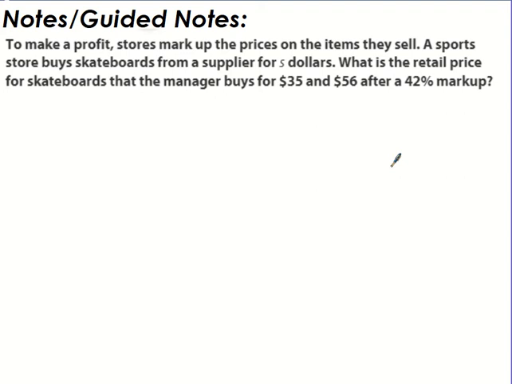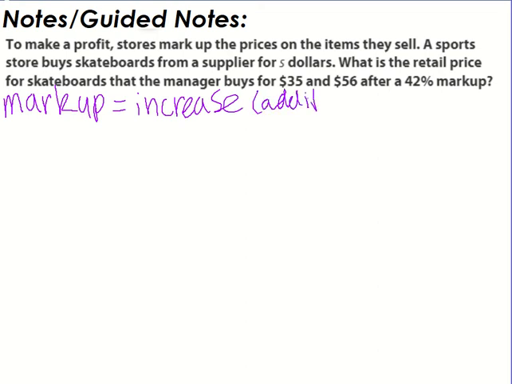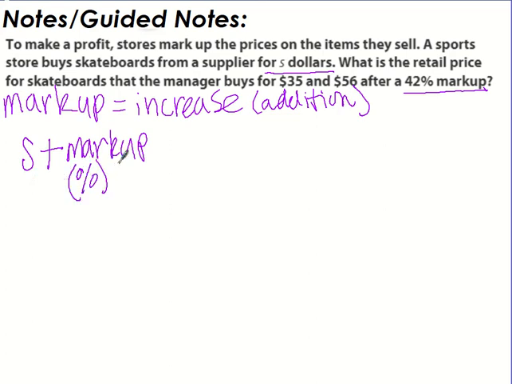So remember yesterday, markups are percent increases. And if you think about our notes, when we increased, we added, right? So a markup will have to do with increase, which will then be addition. So we're going to take the price of the skateboards, which for us is just S dollars, and we're going to add the markup. Well, the markup is 42% of the price. We did that yesterday too. Remember yesterday when we had a percentage and a price, we multiplied. So this markup is really the percentage times the price. That was our independent practice as well.